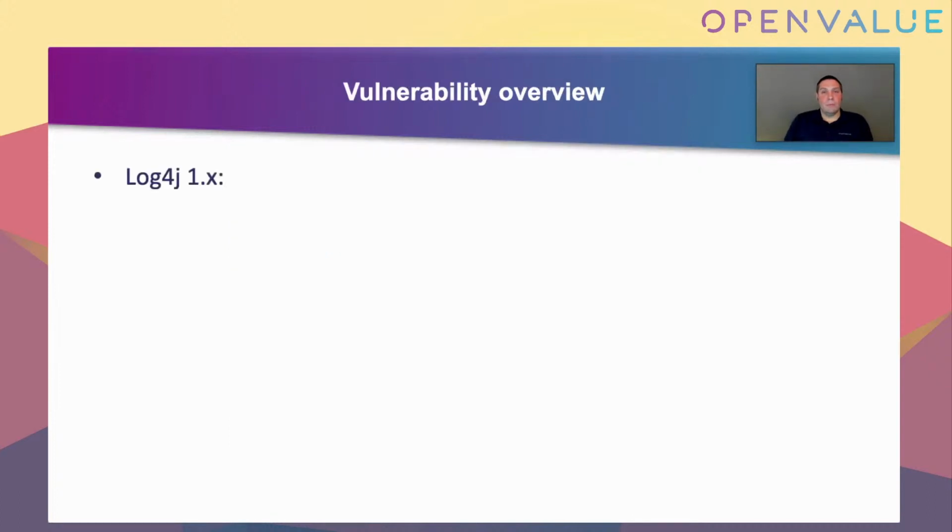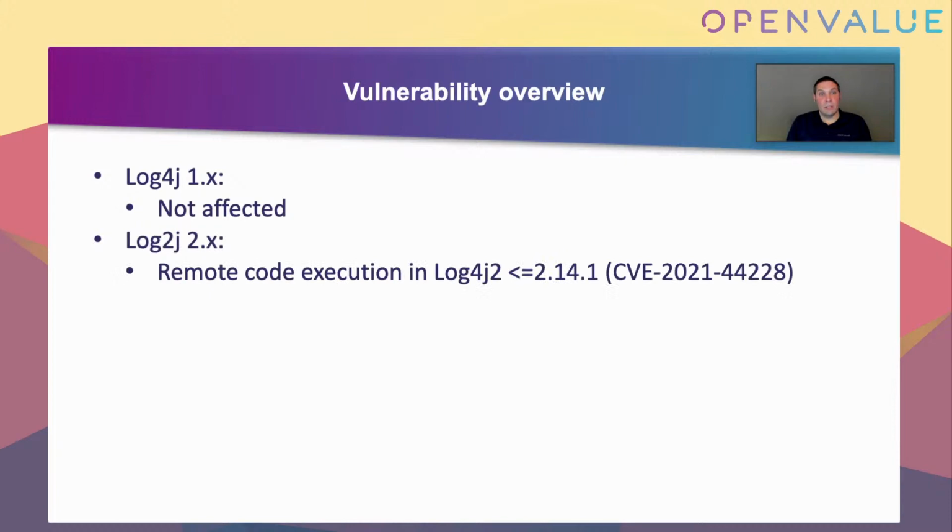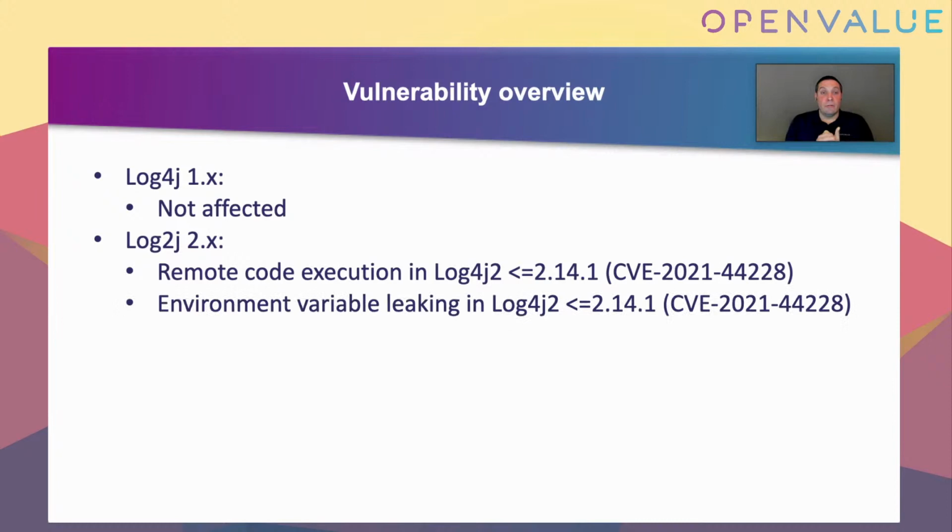So to give you an overview, Log4j 1.x is not affected at all. So if you're running on Log4j 1.x, you're fine. Log4j 2.x has 3 vulnerabilities. One is about remote code execution in all versions prior to 2.14.1. One is about environment variable leaking, which is the same CVE that we'll see in a demo by Roy shortly. So you're basically leaking to an attacker variables that are defined in your environment.